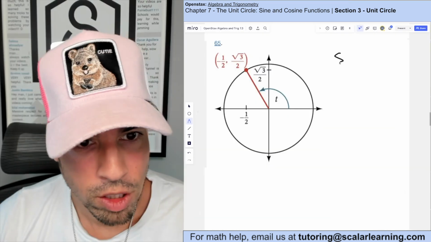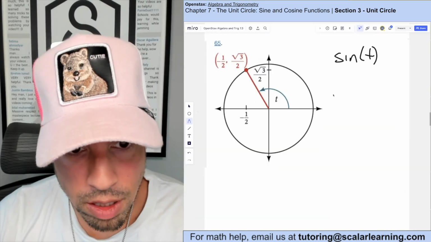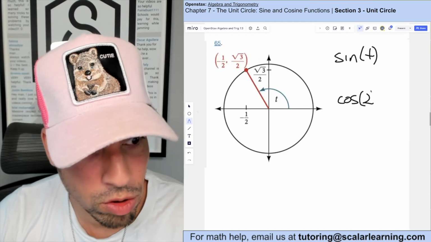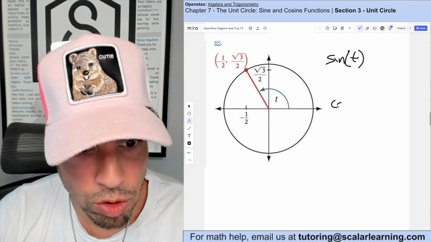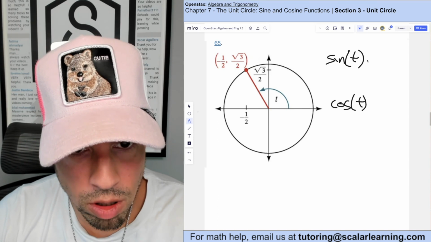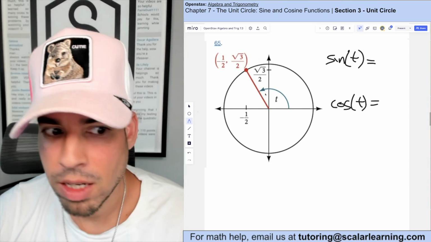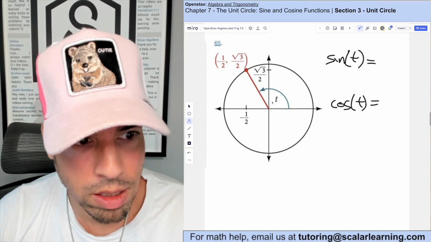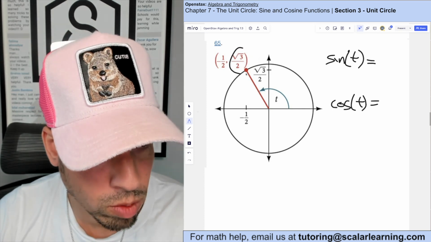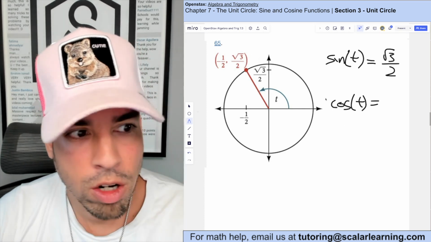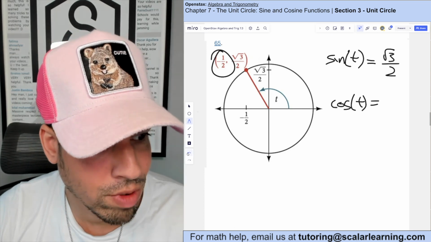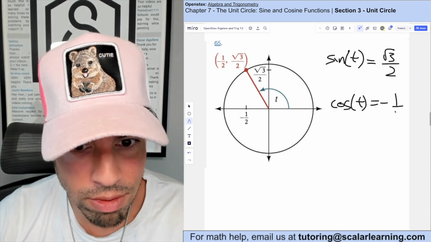Done. So for this one, we're trying to find sine of t and cosine of t based on this unit circle here, right? So we're meant to find sine of angle t as well as cosine of angle t drawn in this unit circle. So the nice thing about a unit circle is sine of an angle is going to correspond with that y value of that coordinate, which is rad 3 over 2. Cosine is going to correspond with the x value of that coordinate, which is negative 1/2. That's how you do it.